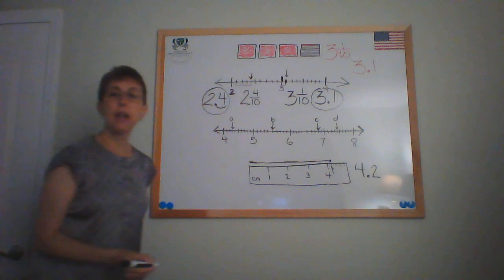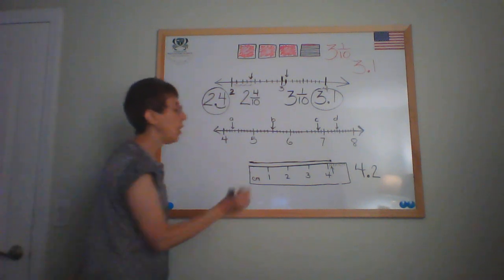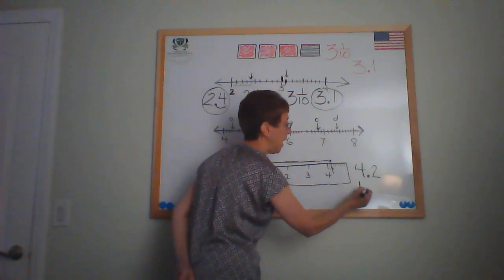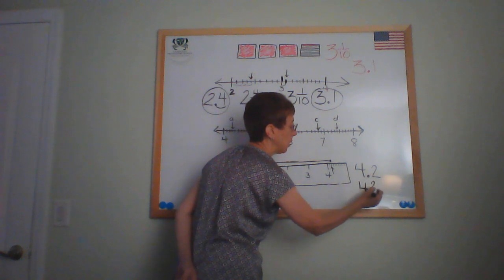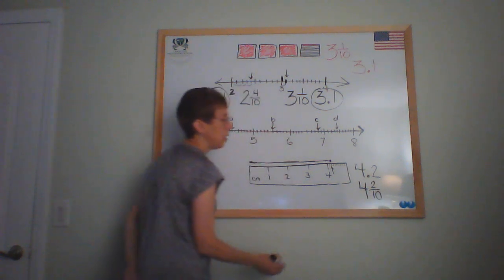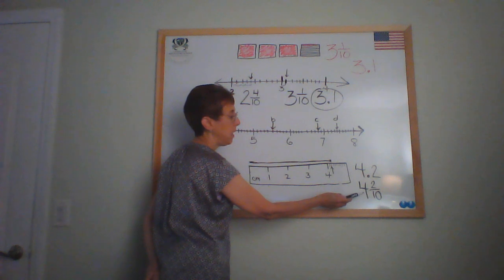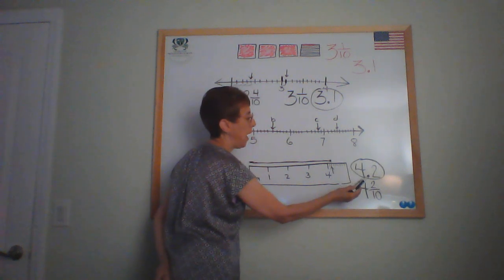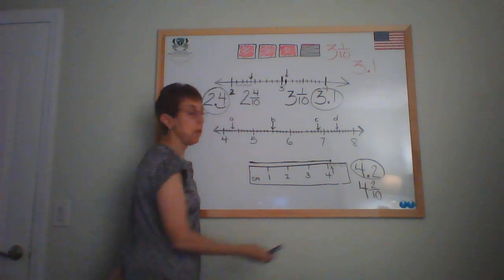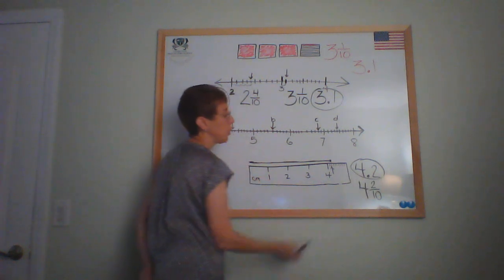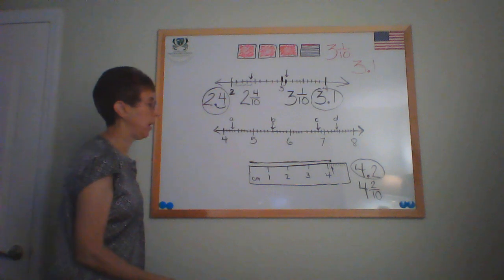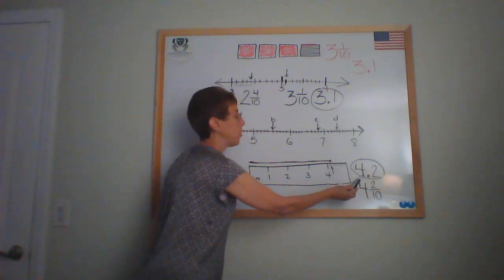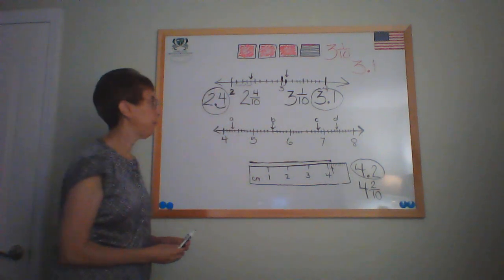Remember, we are writing it as a decimal. But if we were writing it as a mixed number, it would look like this. Right? Again, this is how you've written it in the past. This is how you're writing it now as a decimal. 4 and 2 tenths. Okay, because it's tenths, remember, just one place after the decimal point. And your whole number is always to the left of the decimal.